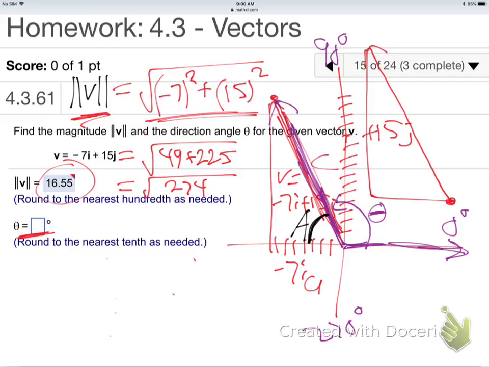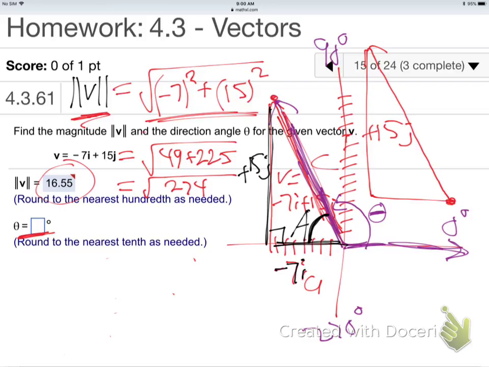Well, there's probably a lot of ways you could do it. I think the easiest, though, would be, remember that this is back 7i, and this is up 15j. So this is a little triangle, 7 in this direction, 15 in that direction. It's a right triangle, huh? You with me? This would be the easiest way, I think. It goes back 7, up 15, because the vector was minus 7i plus 15j. It's a right triangle because i and j are perpendicular, right angles to each other. So it goes back and then straight up. It's a right angle.